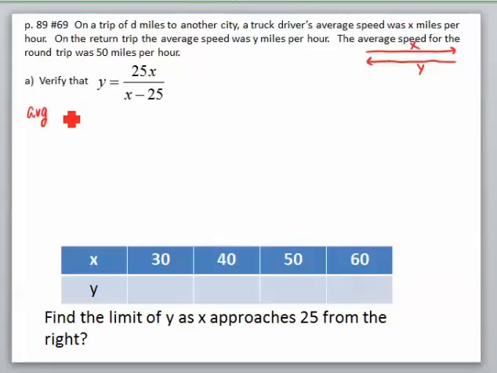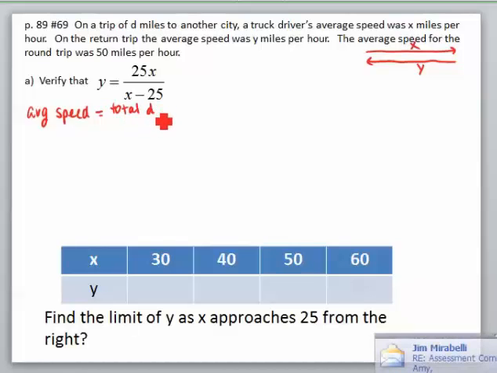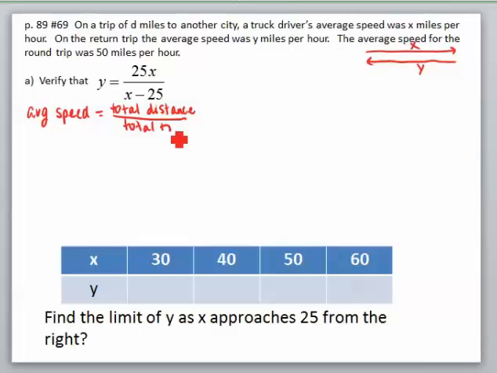The average speed is equal to the total distance over the total time. And how did I know that? Well, that's going back to the formula D equals R times T. So if you just solve for R, you get D over T. So total distance over total time. It tells me my average speed overall is 50.